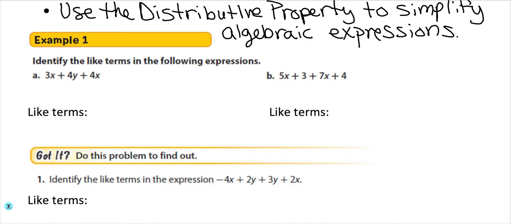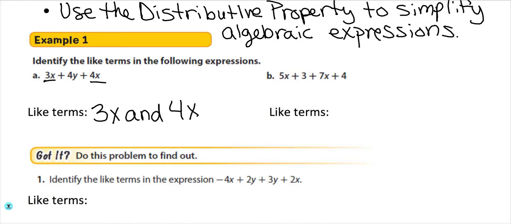Okay, so let's take a look at letter A. We have 3x plus 4y plus 4x. Which ones would go together? In this case, it would be the 3x and the 4x, because we could put those together to make 7x. That's what they want to know: what could I put together if I wanted to?